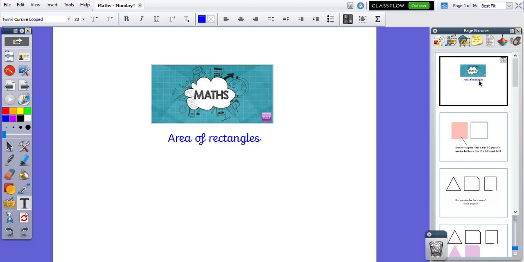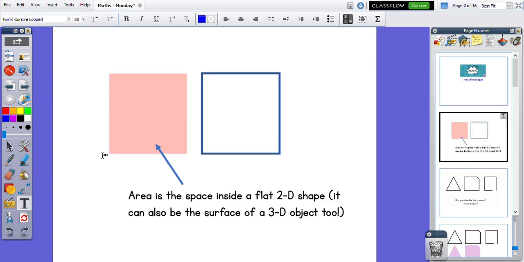Good morning, Year 5. Today we are going to be looking at working out areas of rectangles, okay? So we know that the area is the space inside of a flat 2D shape. Yesterday we learned that the perimeter is the length of the outside of the shape. Today we are learning about the area, which is the inside space, okay? And it could be the space of the surface of a 3D object too, okay?